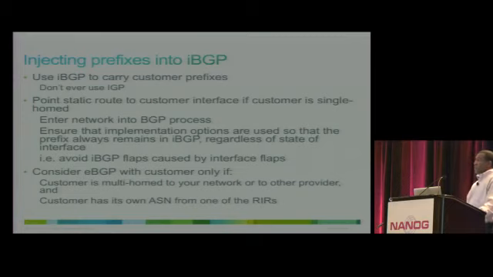So if you want to inject customer routes as well as your own routes into BGP, you can use network statements as well. But when you redistribute into your eBGP, you have to make sure that you are advertising aggregate prefixes. You don't want to advertise specific prefixes.